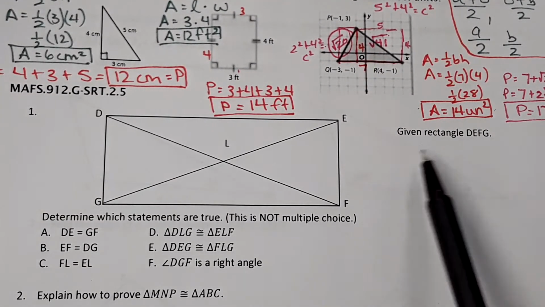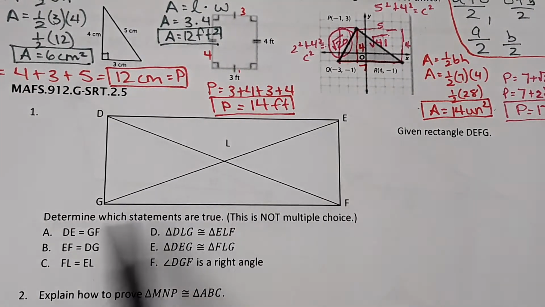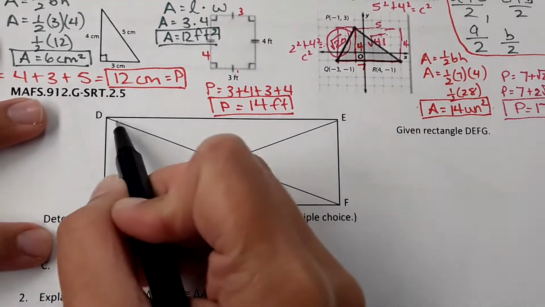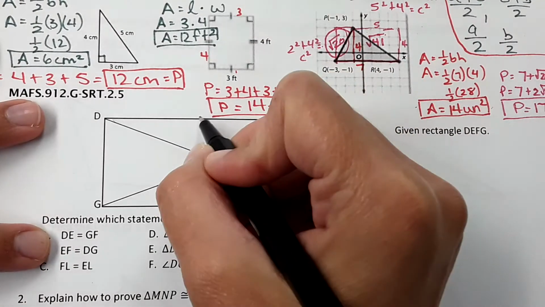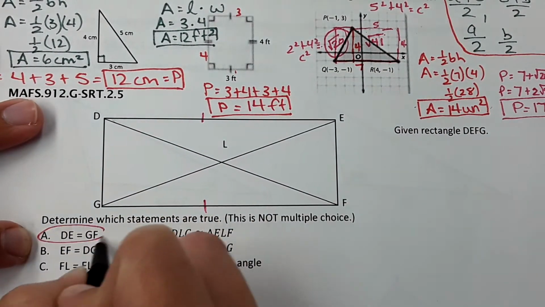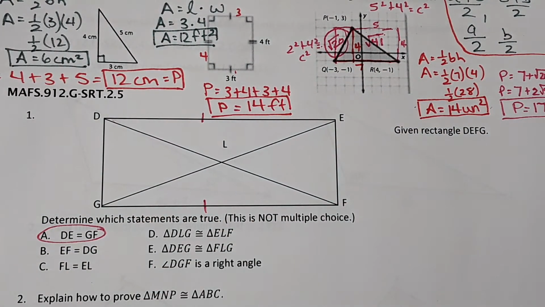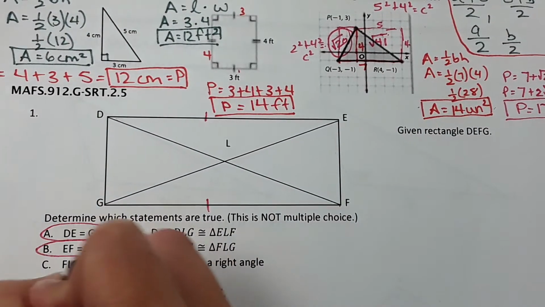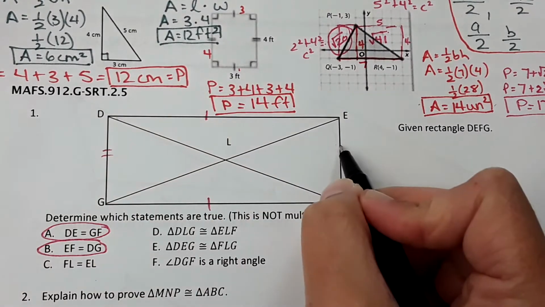Okay, so this one says given rectangle DEFG, so they're telling you this is a rectangle. Determine which statements are true. Is DE equal to GF? Yes, in a rectangle opposite sides are congruent. Is EF equal to DG? Yes, it is. In a rectangle opposite sides are congruent.